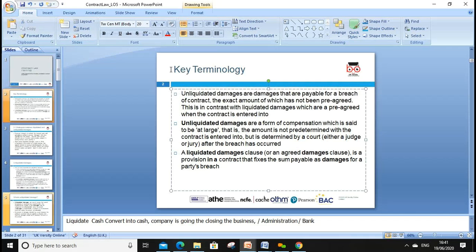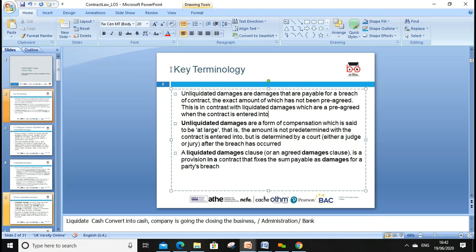Breach of the contract, because we know the contract is offer and acceptance. If we don't fulfill it after we agree and it's a contract, then there will be damages. Liquidated damages are pre-agreed when the contract is entered into. So with liquidated damages, we agree, and if we do not fulfill, the contract is going to be finished.